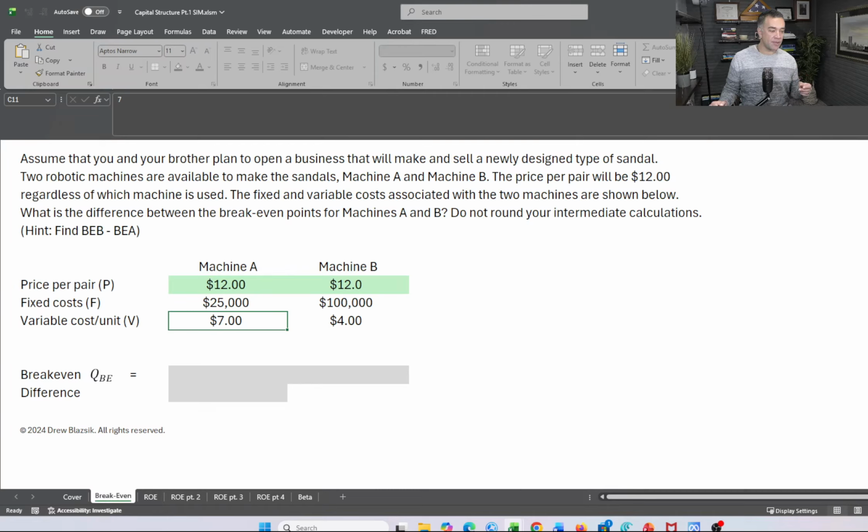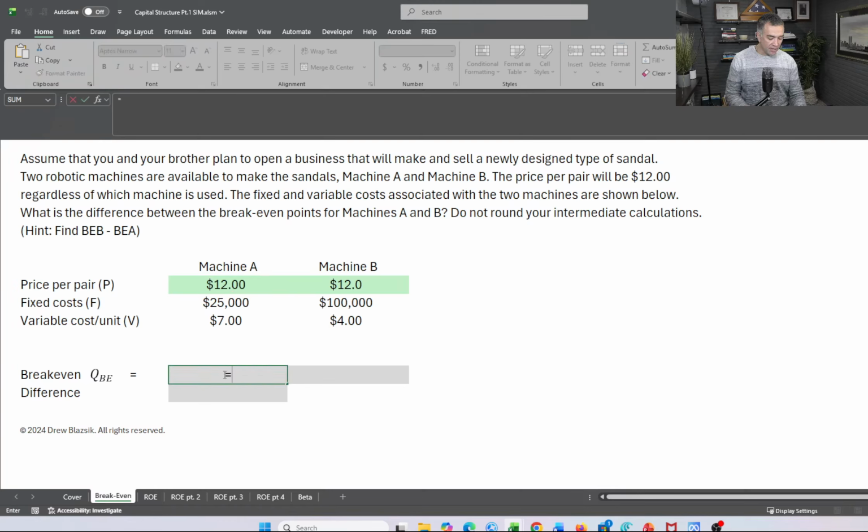before I start explaining that, if you want to think about fixed cost, fixed cost is something that does not change. It doesn't matter if you produce 100 units or 1 unit, you still owe the fixed costs. Variable cost changes per unit. So if you produce 1 unit, it's going to cost you the variable cost per unit. This is $7 and $4 depending on the machine. So the more units you produce, the more the variable cost. Fixed cost will not change, which is 25,000 and 100,000 for the machine.